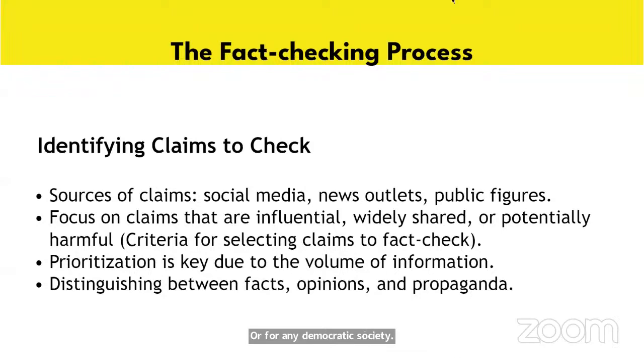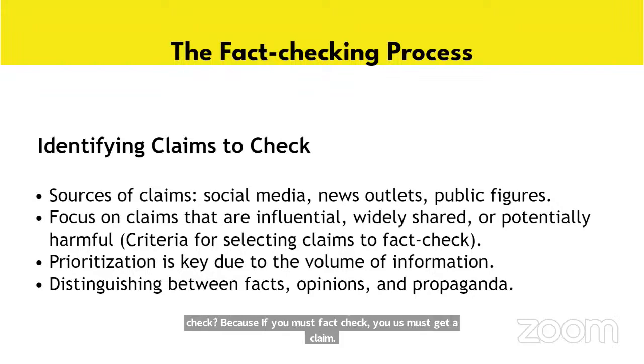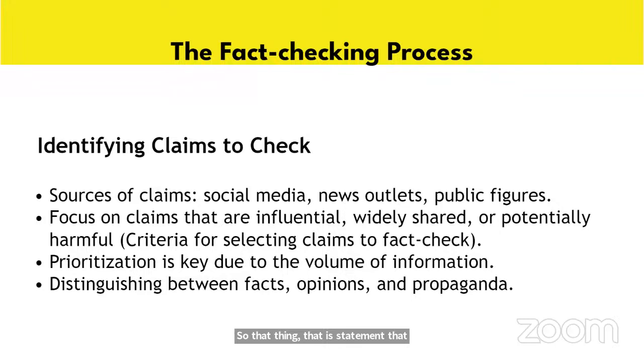So, when we do fact checking, there is usually a process that we must follow so that we are able to come up with good fact checks. One of the things that we need to do is to ensure that we know where we get claims. Where do we get claims to check? Because if you must fact check, you first must get a claim. So that thing, that is the statement that you are checking during the process of fact checking, that thing is called a claim.